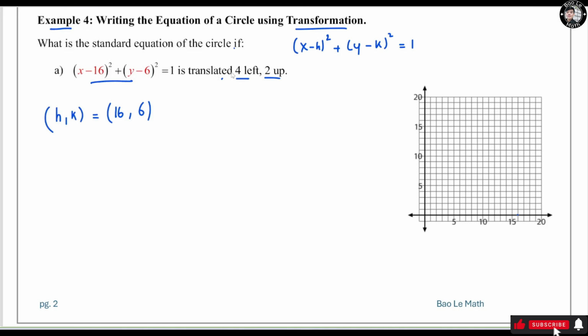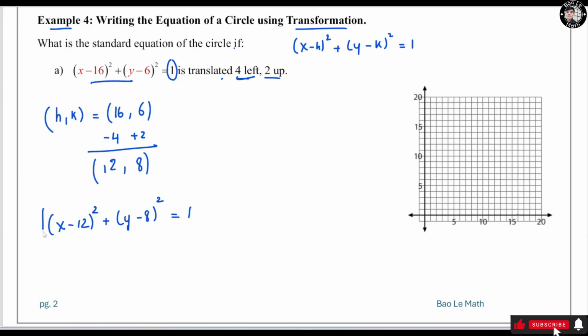Now, since we're going to translate 4 units left, we subtract 4, and 2 units up, we're going to add 2. So 16 subtract 4 is going to be 12, and 6 plus 2 is going to be 8. So this one is the new center of the equation, and the radius right here doesn't change. So the new equation should be (x minus 12) squared plus (y minus 8) squared equals 1, right?